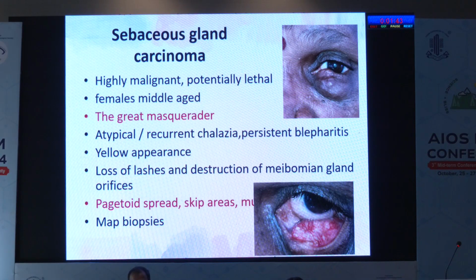The next is the sebaceous gland carcinoma, which is also called the great masquerader, because it can mimic chalazion, it can mimic persistent blepharitis. But then the points to keep in mind are the yellow appearance because of the lipoid material, and the loss of the lashes and destruction of meibomian gland orifices. This is very important because it is potentially lethal because of the pagetoid spread and the multicentric origin.